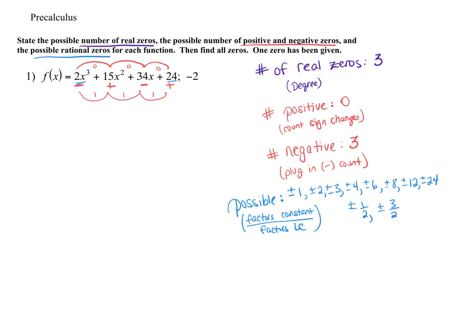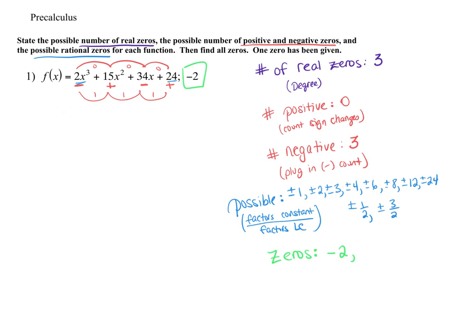The next piece of this says find all zeros, 1 has been given. All right, so if I am writing down all the zeros, I'm going to start with the one I already know. They have given me one of them. One of my zeros is -2. That's easy. What do I do with him? Well, I'm going to use synthetic division and divide by him.